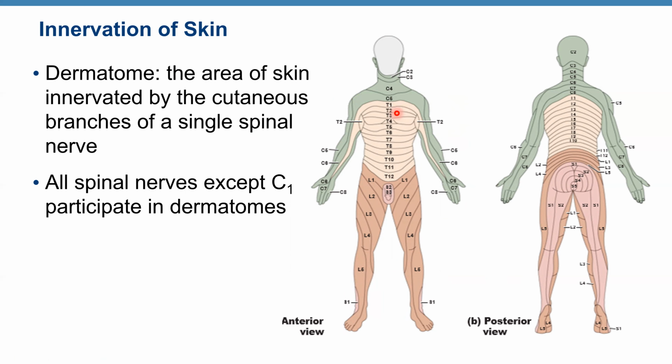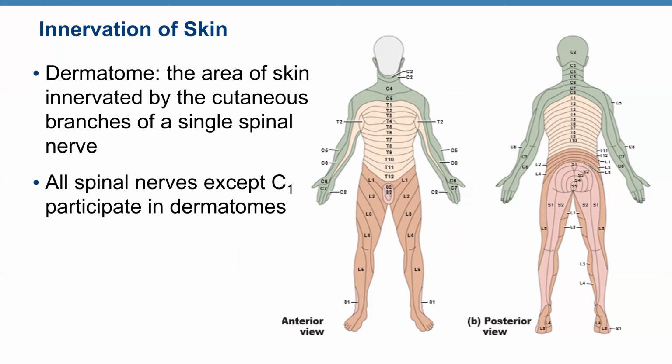What we talked about was innervation of your muscles mostly, but your skin is divided into these different regions that are called dermatomes. A dermatome is the area of skin innervated by the cutaneous branches of a single spinal nerve. So if you have C2, it innervates this skin area. C3 innervates this skin area, C4, C5, and so on, right? All spinal nerves except C1 participate in dermatomes. So the back of your head is innervated by C2.